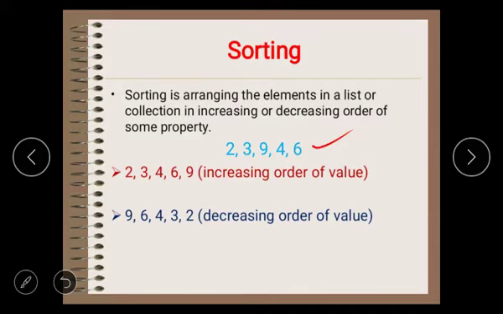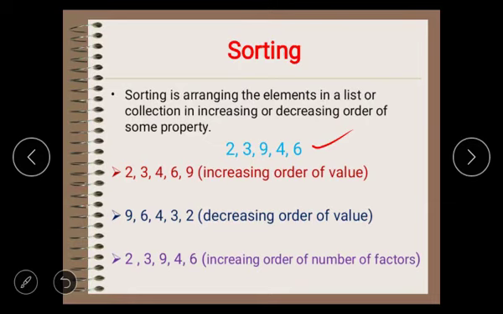As we saw in the definition, we can sort the elements on any property, right? So what if we want to sort this list on the basis of, let's take, increasing number of factors. So the number with fewer factors is towards the beginning of the list. If we take the increasing number of factors property, then the number with the fewest factors is at the beginning of the list.